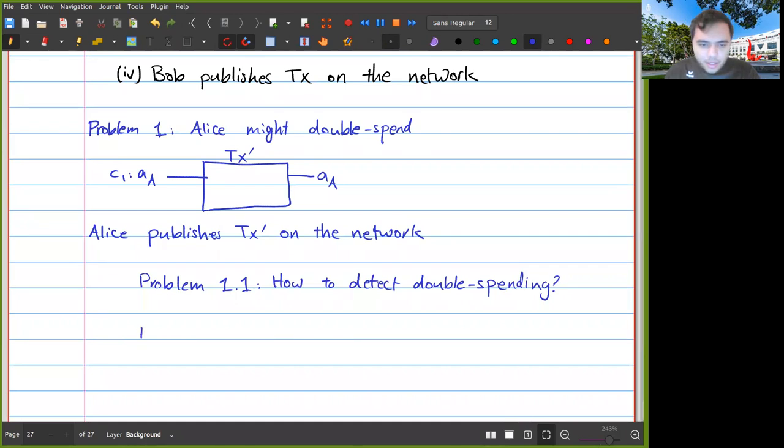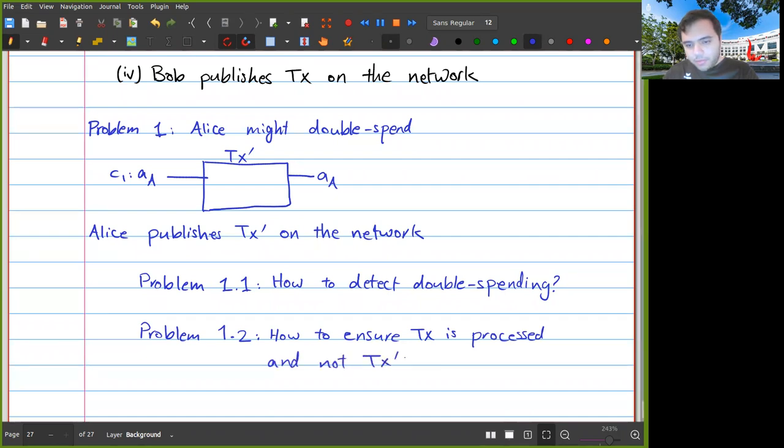And the next sub-problem, let's call it problem 1.2, is how to be sure that the original transaction gets on the chain and not the double spending transaction. So how to ensure TX is processed and not TX prime. Okay. So the first problem is kind of easy.